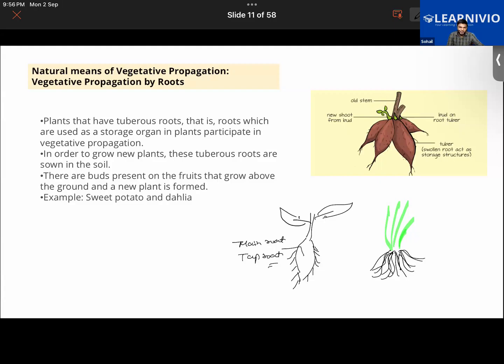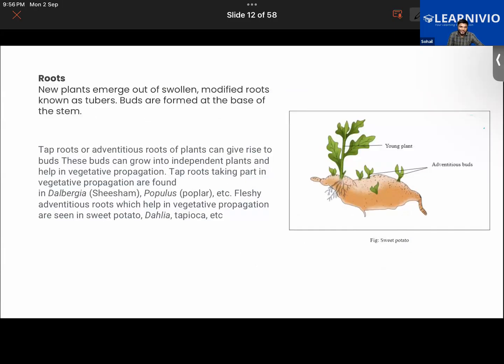We have the example of sweet potato and dahlia. Getting it, guys? This is also the same image of the sweet potato. Here you can see a young plant has grown further out of it, and it has started to develop its own root also. So new plants are emerging out of the swollen modified roots known as tubers, right? Known as tubers. So that is the thing.